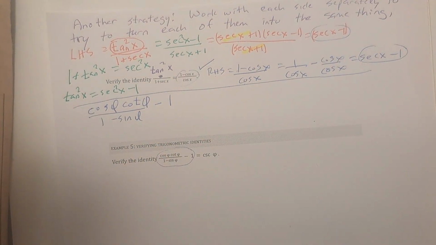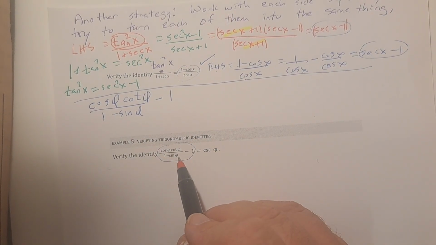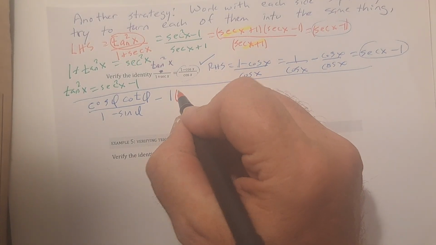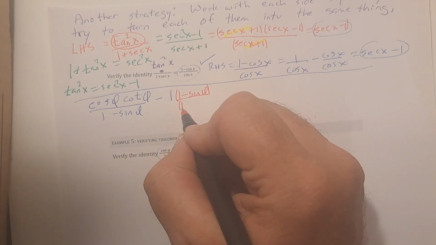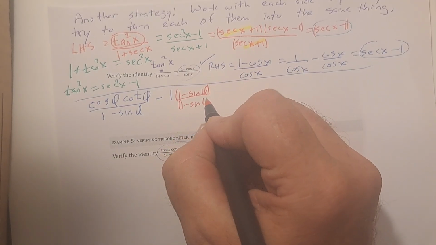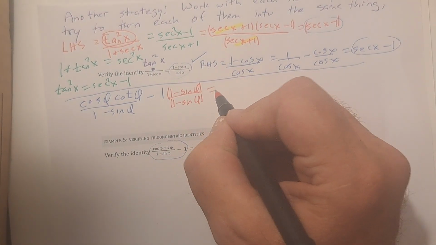Okay, so what I'm lacking in the denominator for the number 1 is a 1 minus sine phi. So I'm going to multiply top and bottom by 1 minus sine phi, the second oldest trick in math, so that they have the same denominator. And I haven't changed it because multiplying by 1 doesn't change anything.